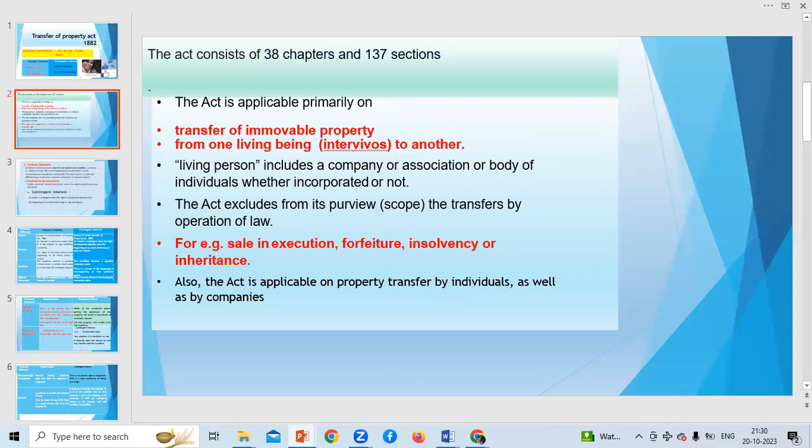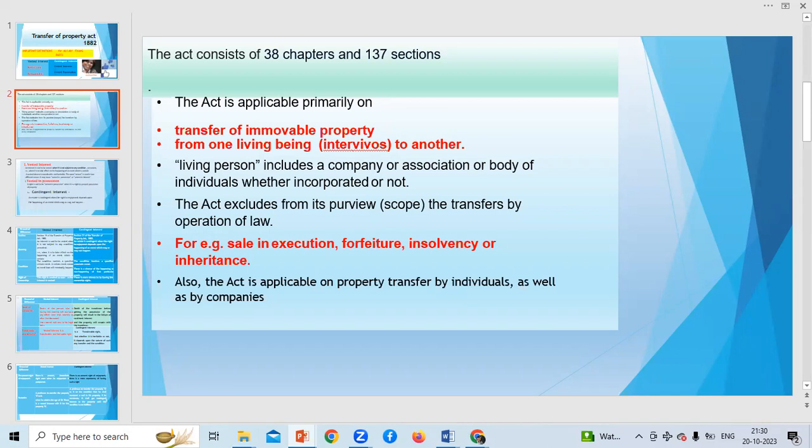The Act contains, as we have discussed previously, 38 chapters and 137 sections. That detail will continue after these small videos of 10 or 12 minutes, and we'll come to know how the Act is so good in that sense. It is describing all parts of immovable property and how the Act is dealing with it. So the Act contains 38 chapters and 137 sections. This is a repetition, but we should know about this thing.